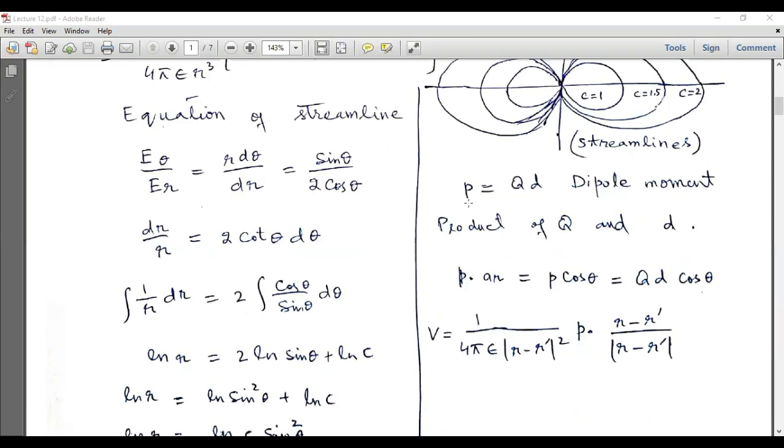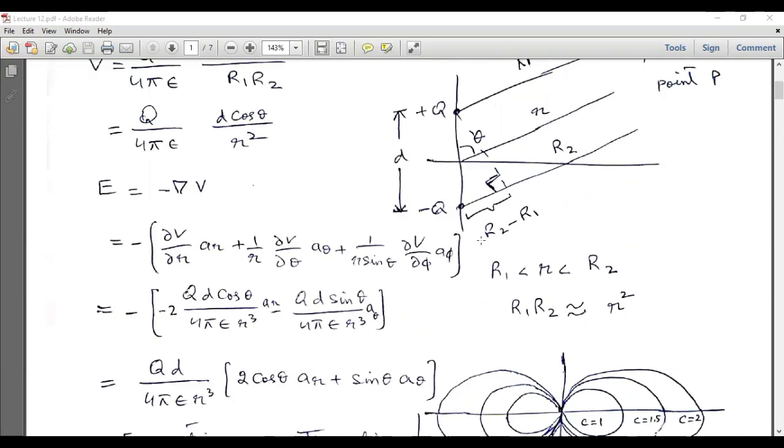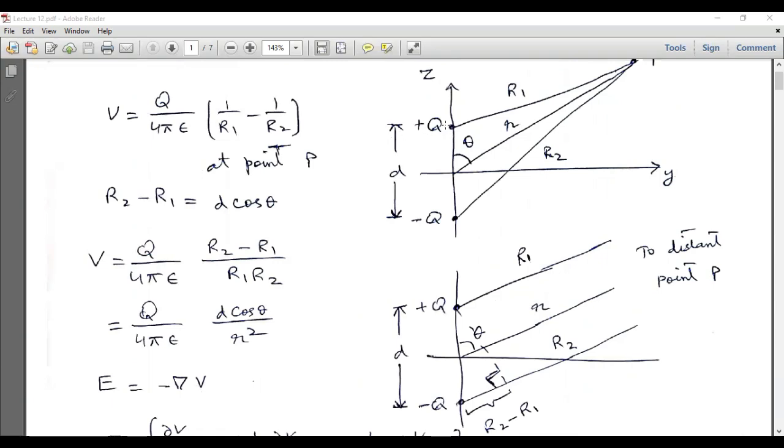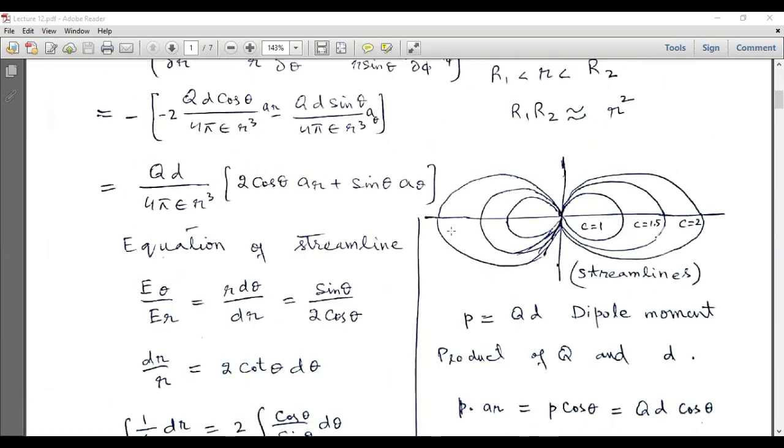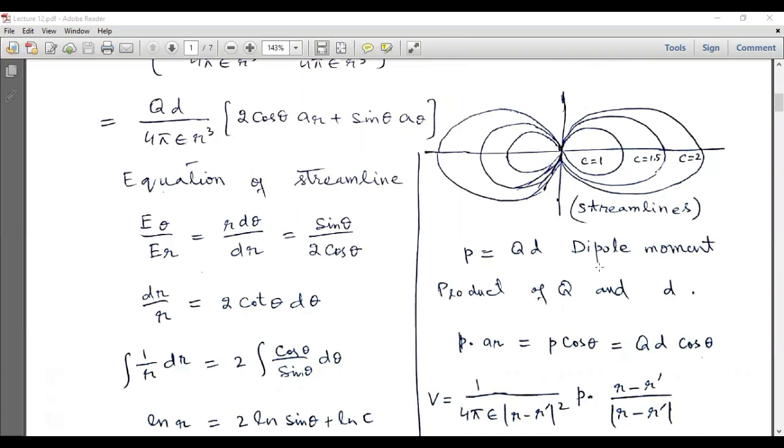And I will define another term which is called a dipole moment, and dipole moment can be defined as the product of magnitude of charge and the distance between the two charges in a dipole. Dipole moment is also a vector quantity because q is scalar and d displacement is actually vector, so p is also a vector quantity.